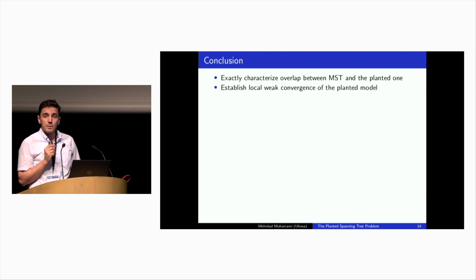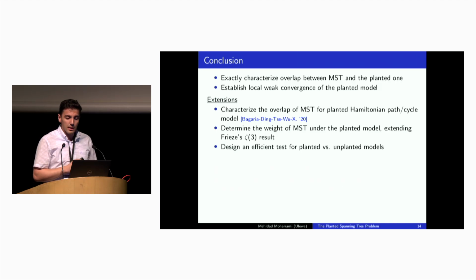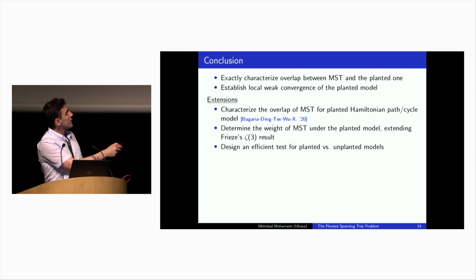As a conclusion, we have been able to characterize the overlap between the minimum spanning tree and the planted one using local weak convergence. We have extended our results in different directions. We have characterized the overlap between the minimum spanning tree and the planted Hamiltonian path and cycle. Notice that the main reason we pick MST in here is that it is computationally efficient, right? So it might feel better to search for planted Hamiltonian paths inside the class of Hamiltonian paths or Hamiltonian cycles, but we do not have a polynomial algorithm for that, so we stick with MST.